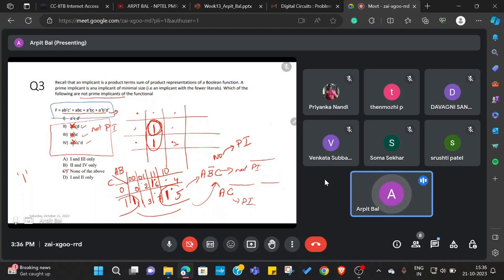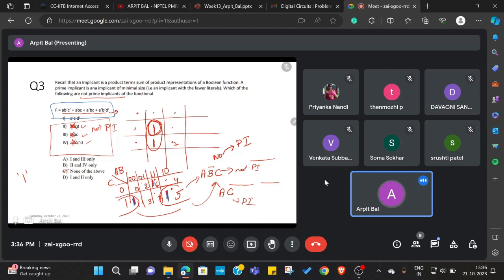So what is a prime implicant? A prime implicant is a product term that is obtained by combining the maximum possible number of adjacent squares. Like last time I gave this example: let's say a 1 is present here, and 1 is present here and here.